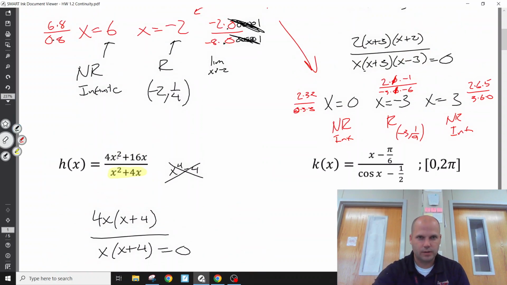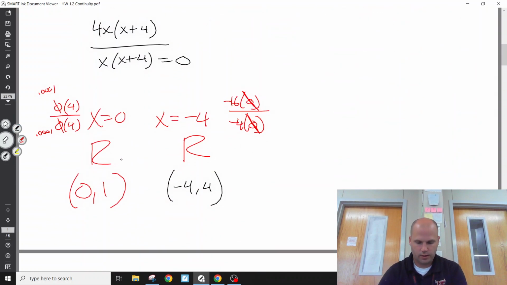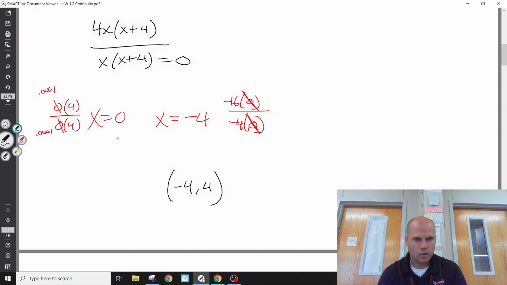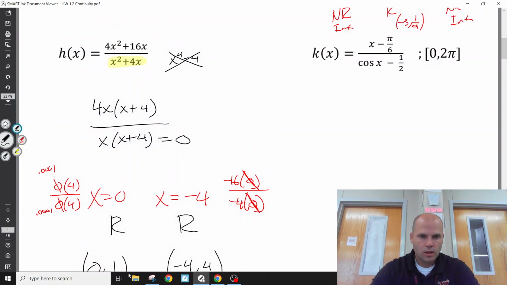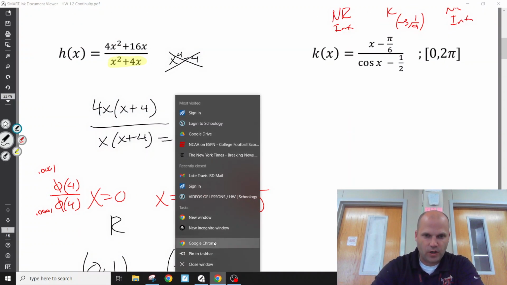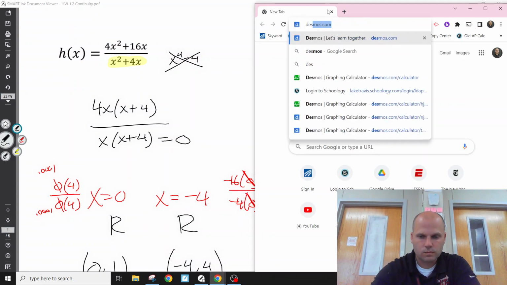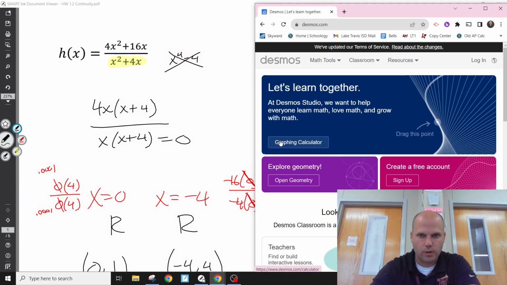How did I do it up here? I liked it up here. Oh, okay, yeah. I kind of did it in black. It is nicer when you change colors. Removable. 0, 1. Negative 4, 4. I'm going to graph this because it's fun to see our handiwork.